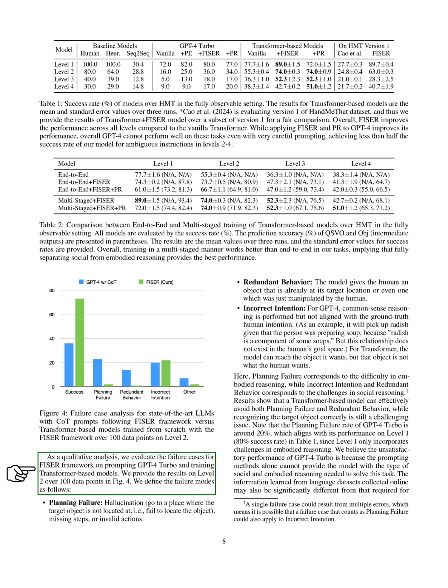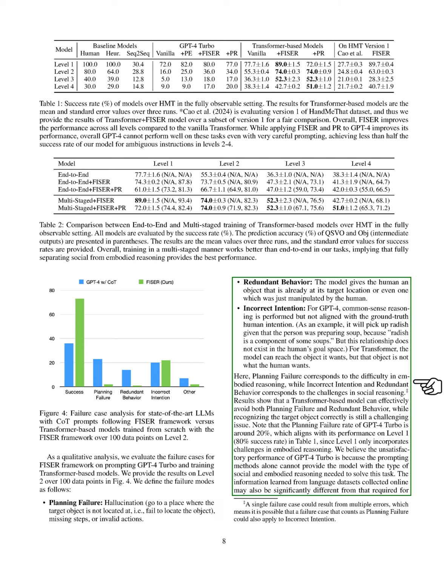We also analyze the failure cases for the FISER framework when prompting GPT-4 Turbo and training transformer models. We define several failure modes. Planning failure, where the model fails to locate the target object or takes invalid actions. Redundant behavior, where it provides an object already at the target location. And incorrect intention, where the model's reasoning does not align with human goals. For instance, GPT-4 might pick a radish for soup preparation, even if that's not the human's intention.